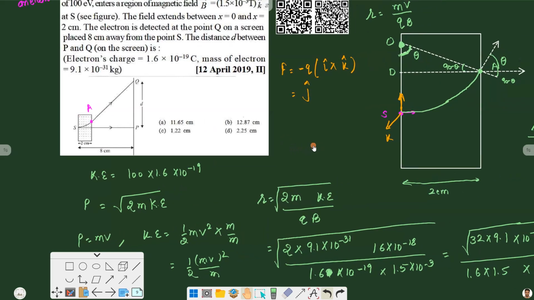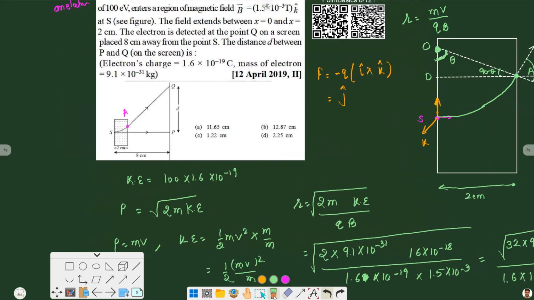We have mentioned this point as A, and let's mark some lines here. We have the value of this theta available with us. This theta is known to us, and if we add a point R here, we know that the distance from A to R is equal to 6 centimeter. This distance is 6 centimeter, so the base is known to us.